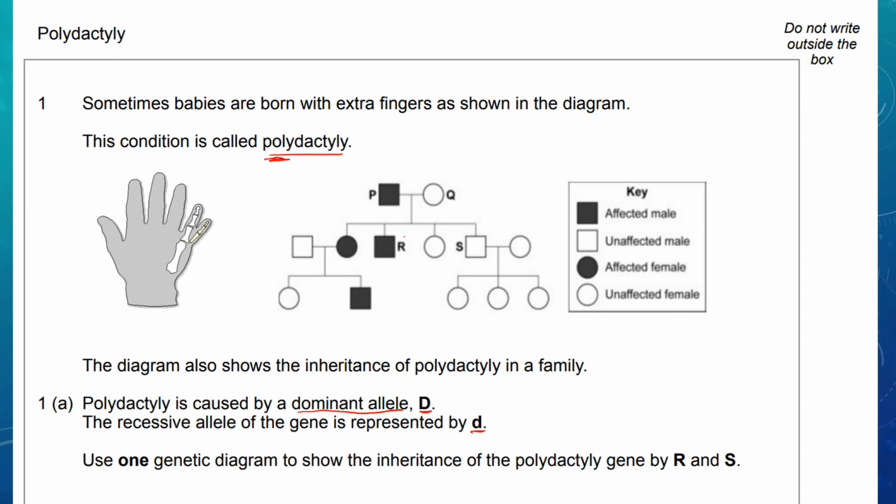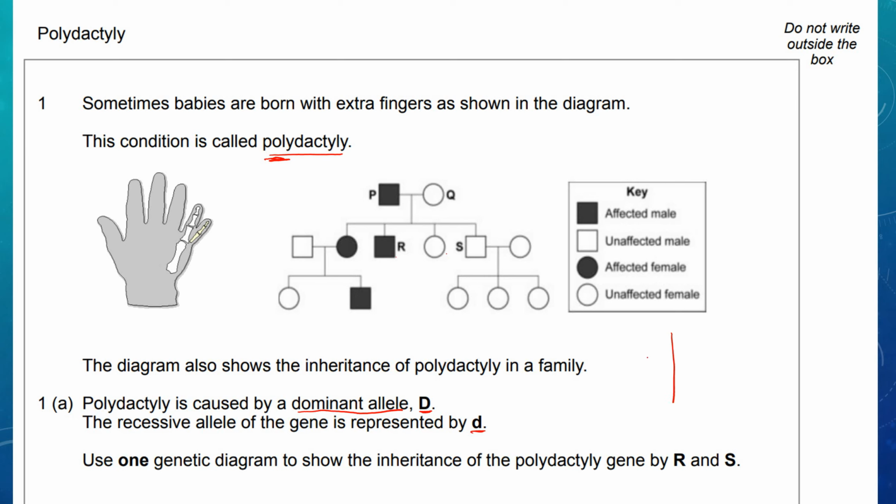So in terms of these two people here, there are four children, one, two, three, four, two boys, two girls. One of the boys and one of the girls has been affected by polydactyly, and one of the boys and one of the girls hasn't. And the parents, the male, the father, had polydactyly, the mother didn't. So have a go at doing that question using those.